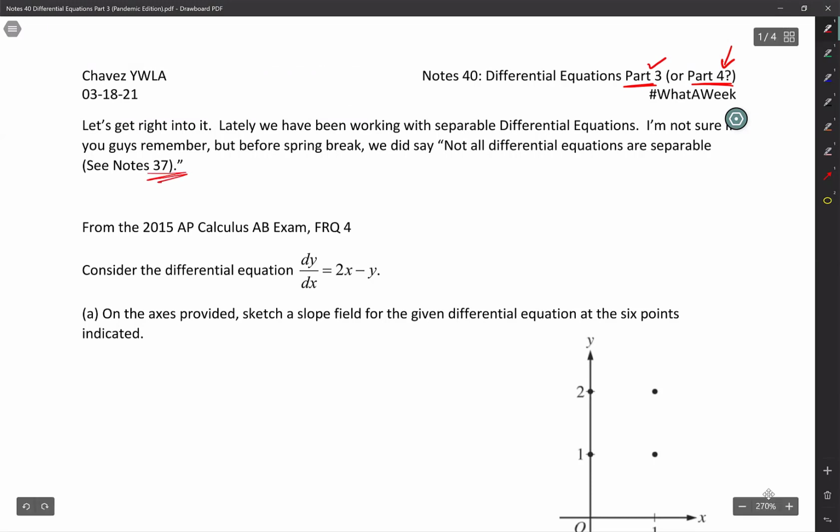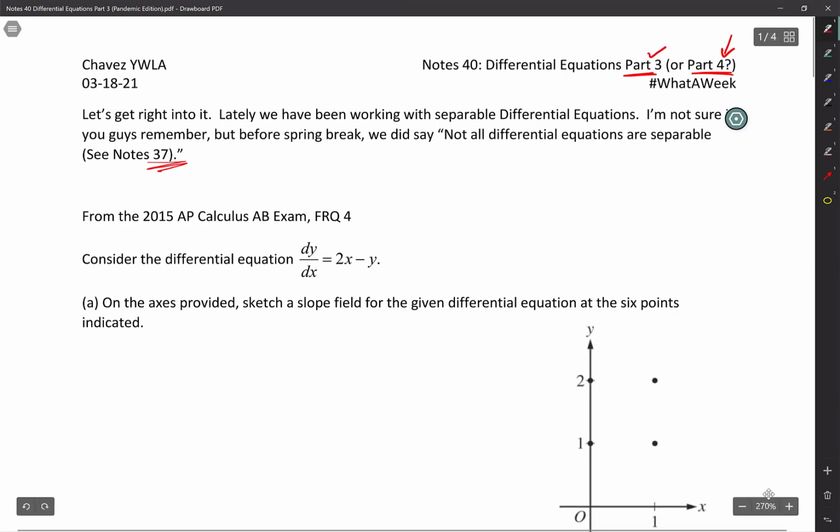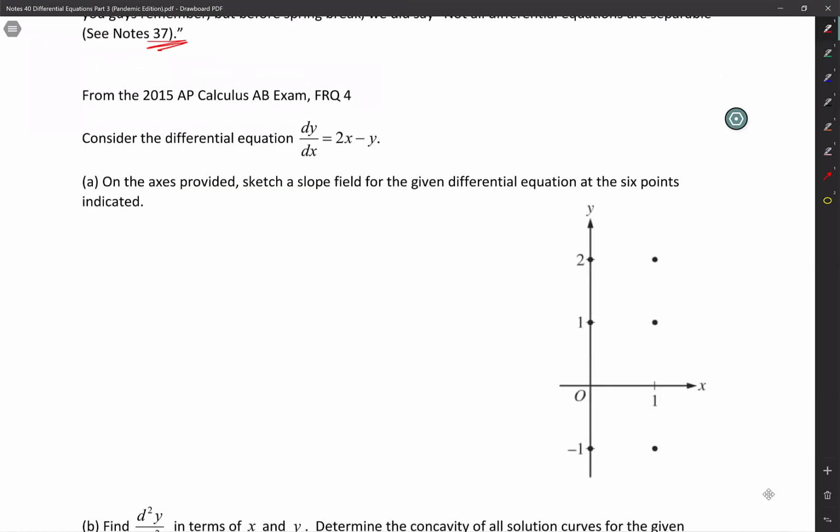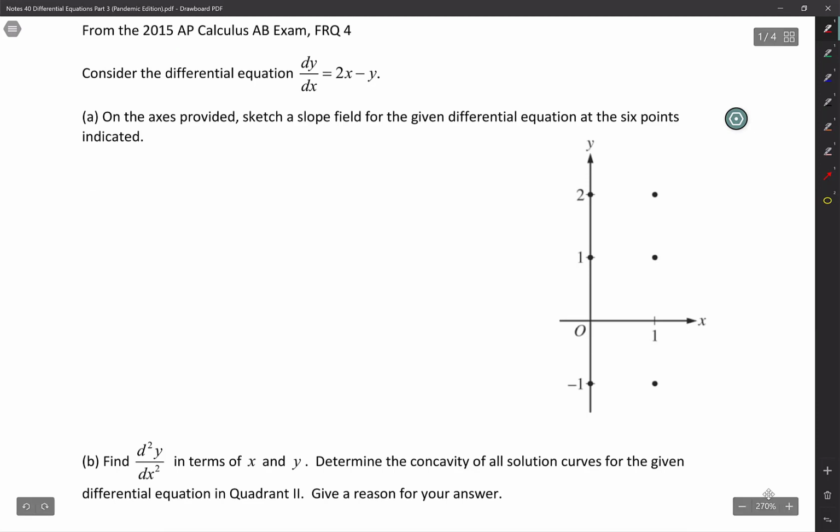So check out notes 37. And here's the question that a lot of kids thought was a hard question in 2015. Let's see if we can do this one, guys. In the axis provided, sketch a slope field for the given differential equation at the 6 points indicated. I'm just going to go a point at a time.